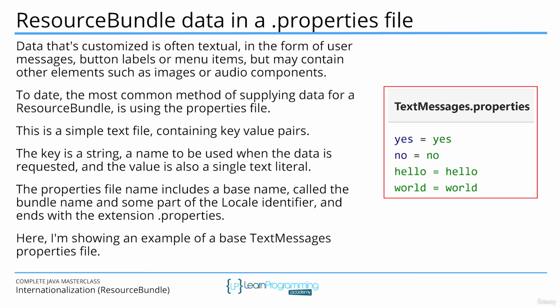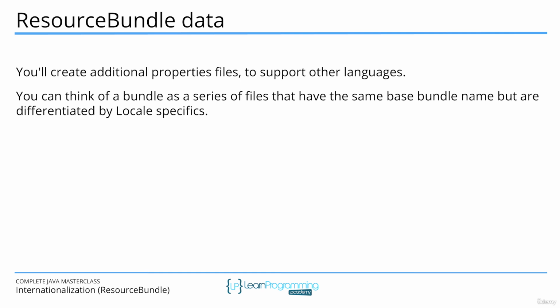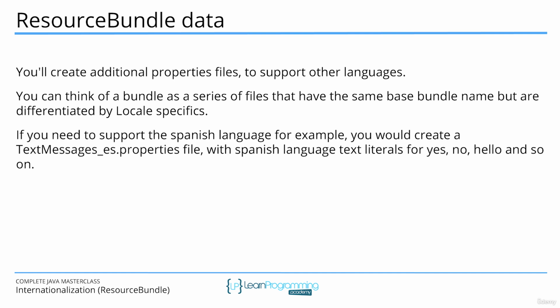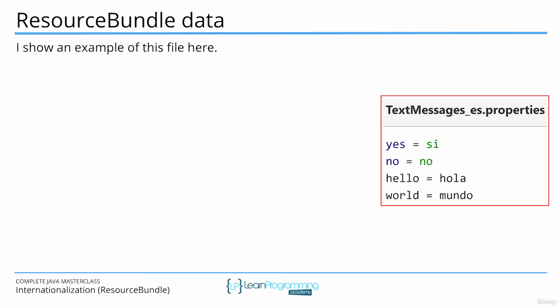Here I'm showing an example of a base textMessages properties file. You'll create additional properties files to support other languages. You can think of a bundle as a series of files that have the same base bundle name but are differentiated by locale specifics. If you need to support the Spanish language, for example, you would create a textMessages_es.properties file with Spanish language text literals for yes, no, hello, and so on. I show an example of this file here.